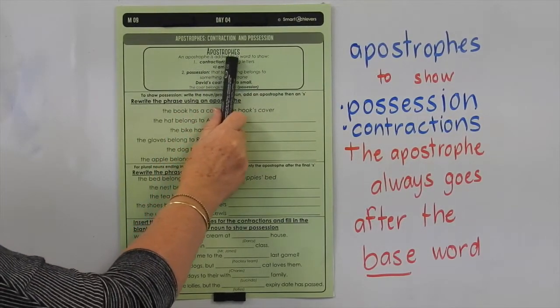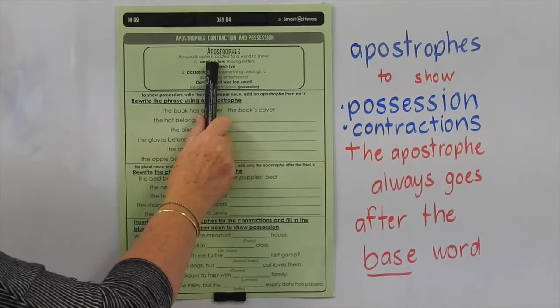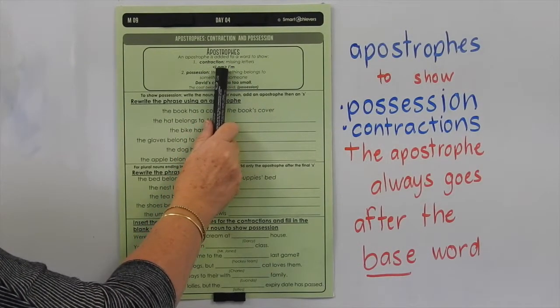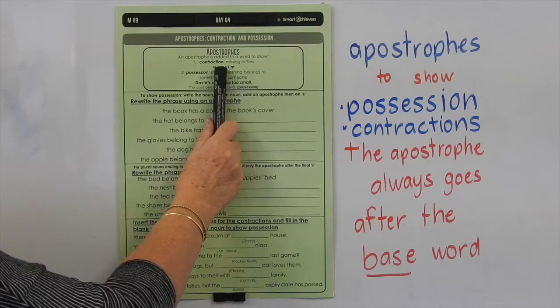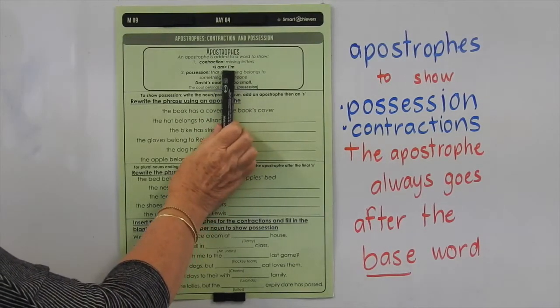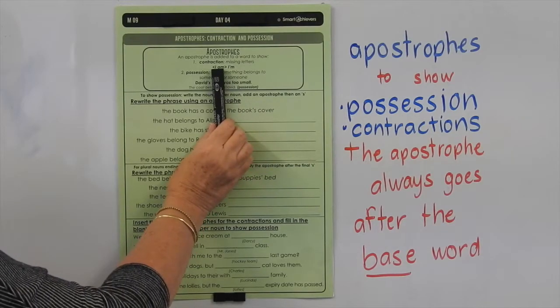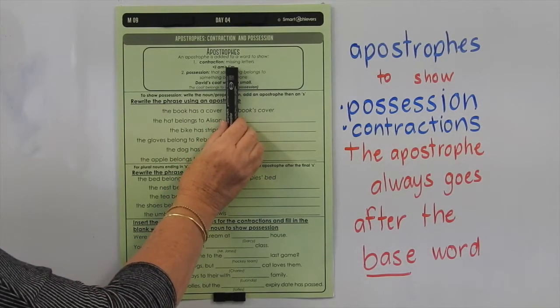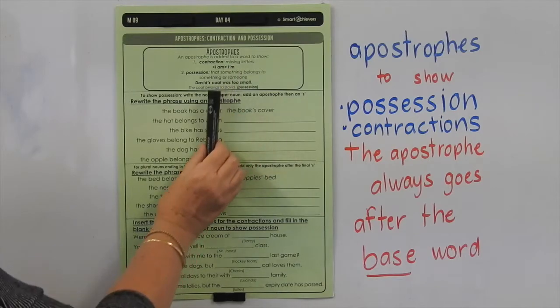An apostrophe is added to a word to show a contraction when we join 2 words together and we take out some letters when we do that join, and we put the apostrophe in where we've taken out the letters. So I am becomes I'm, with the apostrophe where we took out the A there.